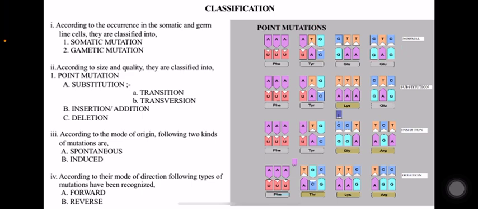Transition is when a purine base is substituted with another purine, that is when adenine is substituted with guanine, or when a pyrimidine is substituted with another pyrimidine, that is when a thymine is substituted with cytosine. These kinds of reactions are called transitions, and it occurs due to tautomerism. Normally a purine like adenine and a pyrimidine thymine are bound by two hydrogen bonds, while guanine is linked to cytosine with three hydrogen bonds.